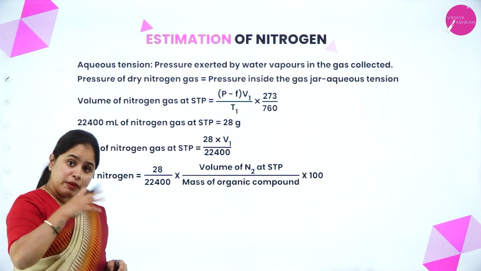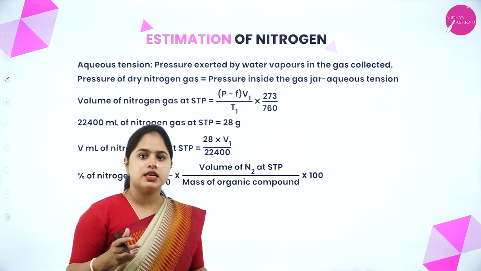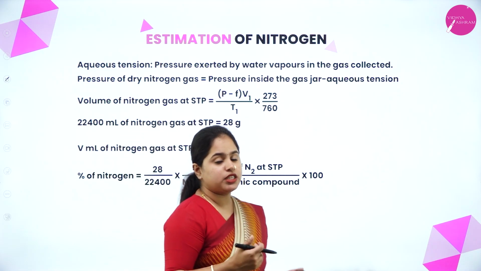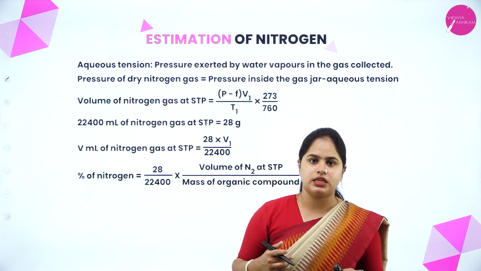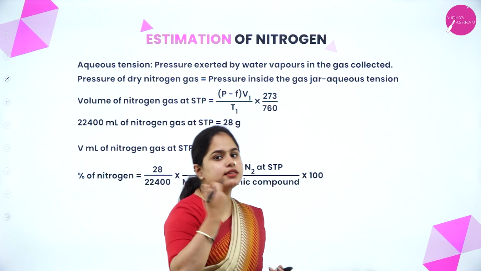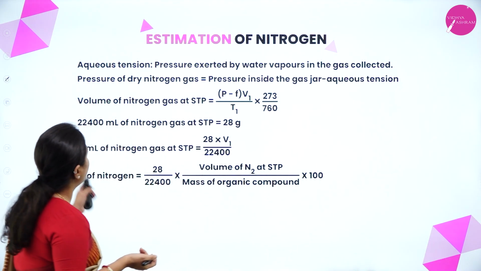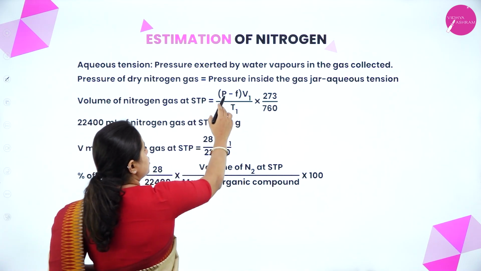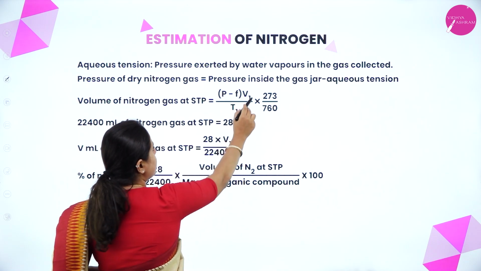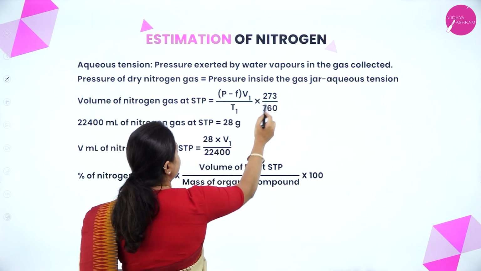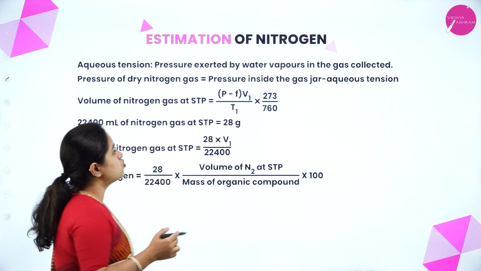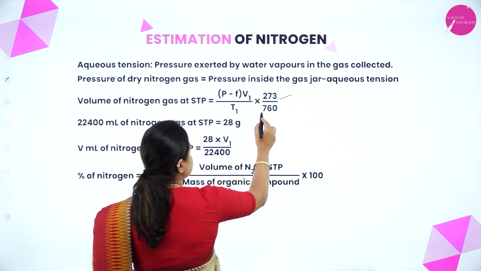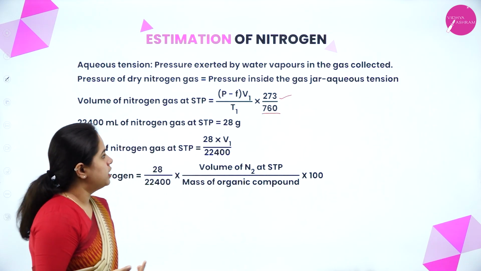So then what will be the pressure of the dry nitrogen gas? It will be the atmospheric pressure minus aqueous tension, right? So the pressure that we have to consider in the calculation is the atmospheric pressure minus the aqueous tension. Now the volume of nitrogen gas at STP will be P minus F, that is the atmospheric pressure minus aqueous tension, into V1 by T1 into 273 by 760. So 273 is the standard temperature, and 760 is the standard pressure, right? So this is how you calculate.